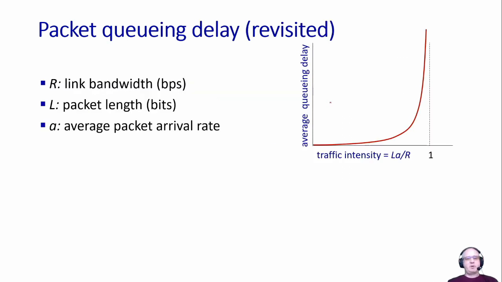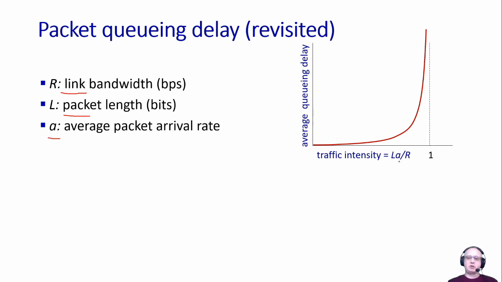What about this queuing delay? The queuing delay that occurs when packets wait in a queue before they can be transmitted depends, of course, on how quickly packets can be sent, right? So that is the bandwidth of the link. It also depends how big those packets are, which is the number of bits in them. But it also depends on the rate at which they arrive, the average packet arrival rate.